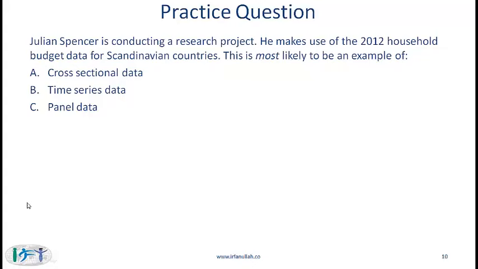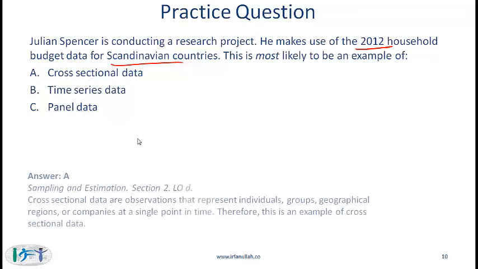Consider this practice question. Our researcher needs to make use of the 2012 household budget data for Scandinavian countries. Is this cross-sectional data, time series, or panel data? Based on what we've just talked about, this is cross-sectional data.